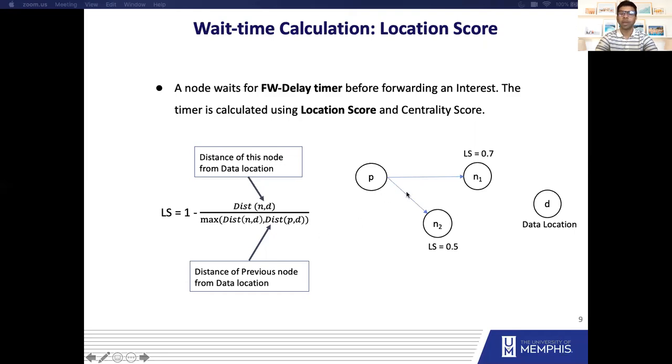So in this example, these are the two nodes, N1 and N2, and both got the interest from the previous node P. And this is the data location D. So in this case, we can see that N1 has a higher location score because it is closer to the data location.